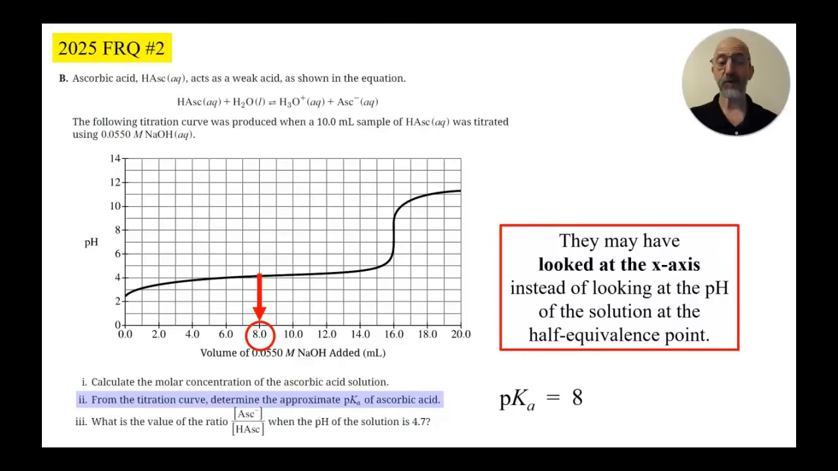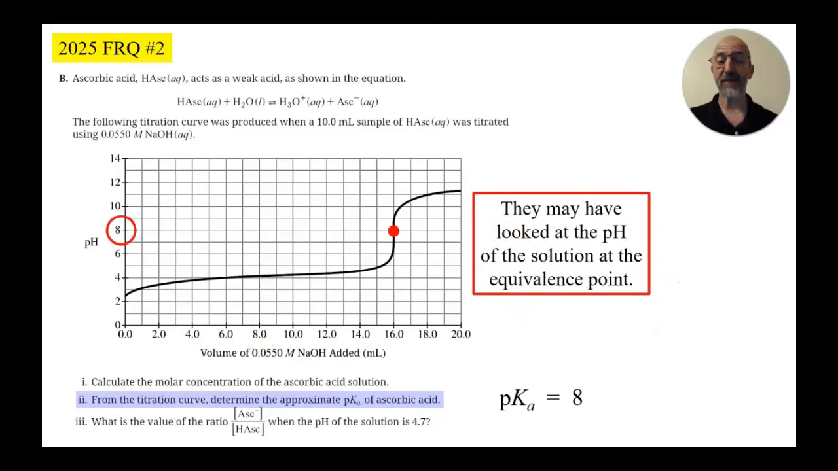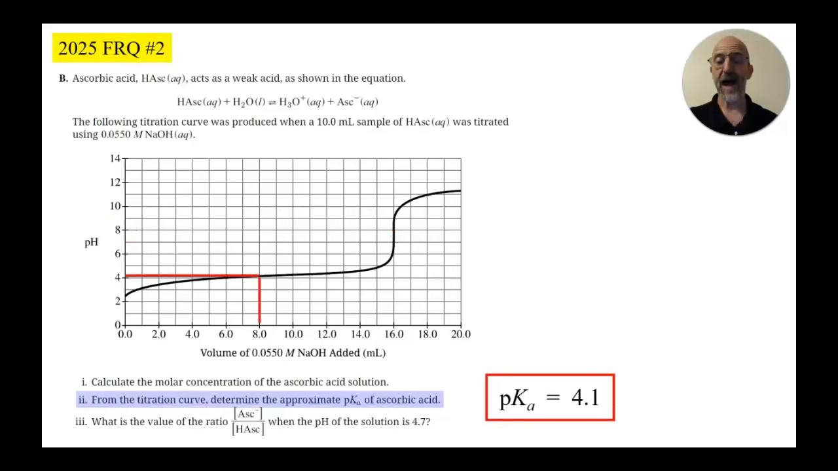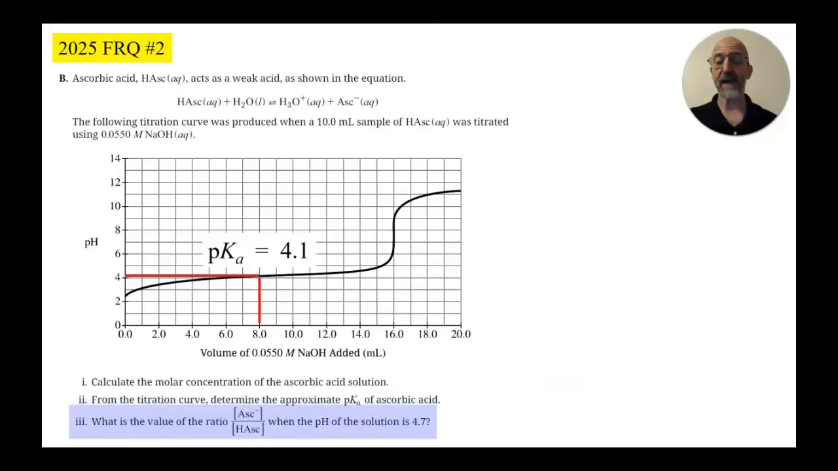Is it because they looked at the wrong axis? They may have looked at the x-axis and said, I know it's the half equivalence point, but they wrote down the number 8, which was the volume of the titrant and not the pH of the solution. Or they might have been looking at the pH at the equivalence point instead of the pH at the half equivalence point. Nonetheless, for whatever reason, a pKa of 8 is incorrect. So I think it's approximately 4, perhaps just slightly higher than 4, and they would have accepted a range of values that were reasonable. So I'm going to say that the pKa is 4.1.